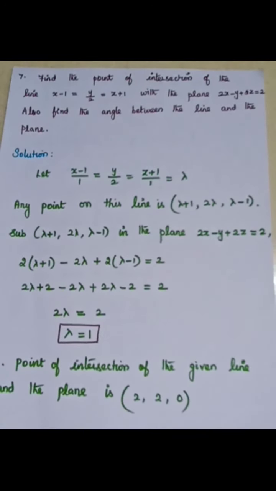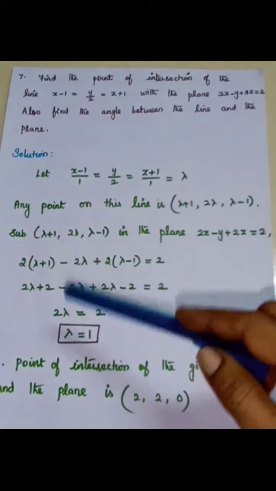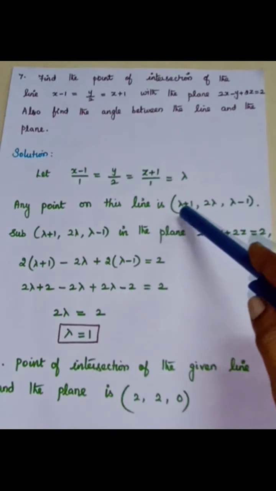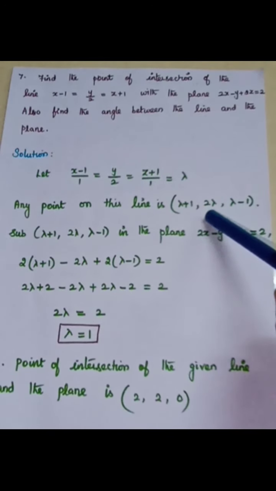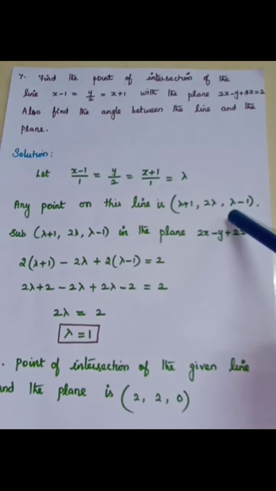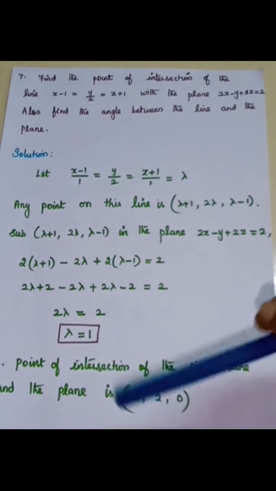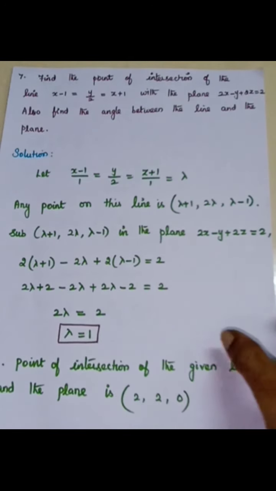From this, lambda is equal to 1. So if you substitute lambda here, what is the lambda value? 1. 1 plus 1 is 2, and 2 into 1 is 2, and 1 minus 1 is 0. So 2 comma 2 comma 0. That is the point of intersection of the line and the plane.